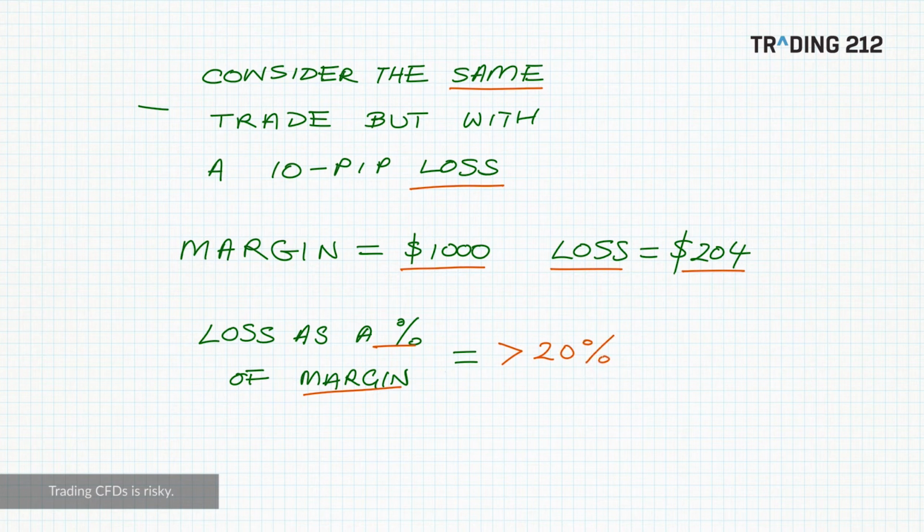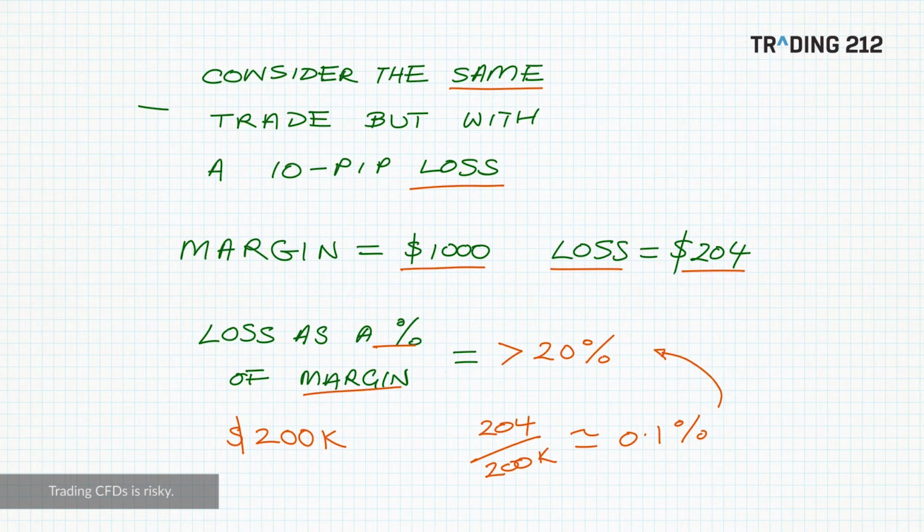And if we consider that once again to the unleveraged version, where you were just simply converting 200,000 US dollars into Swiss francs and back again, then that $204 loss expressed as a percentage of the full 200,000 would be around about 0.1%. So there you have that 1 to 200 leverage, and it has magnified your losses in this case. So it cuts both ways.